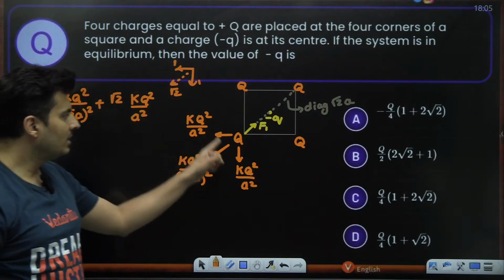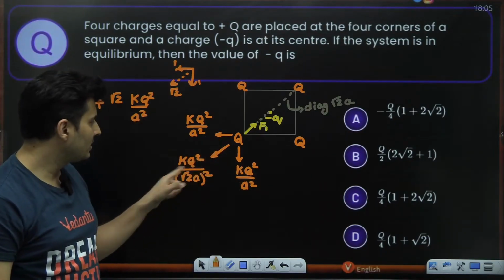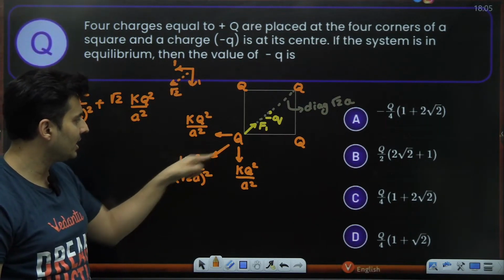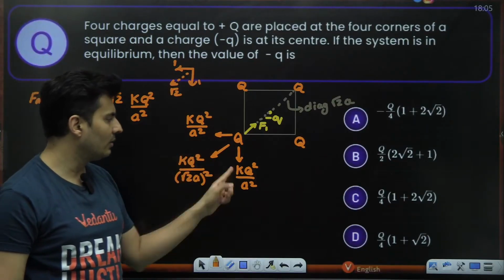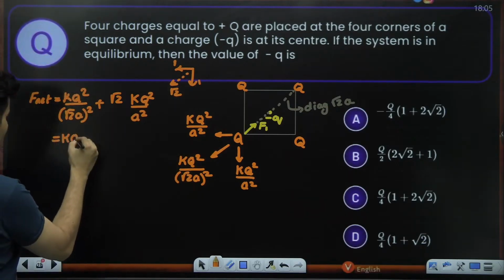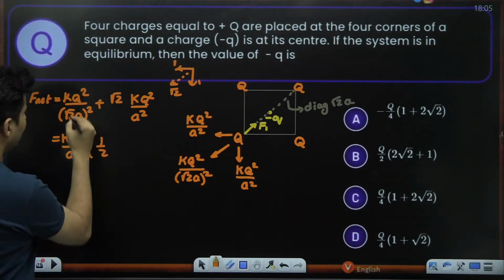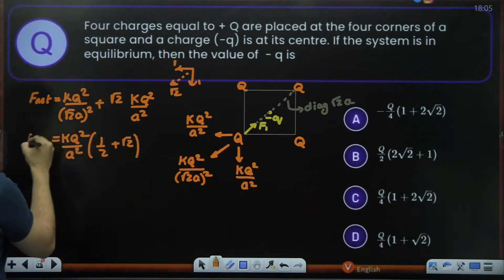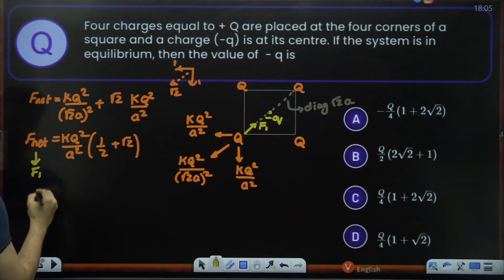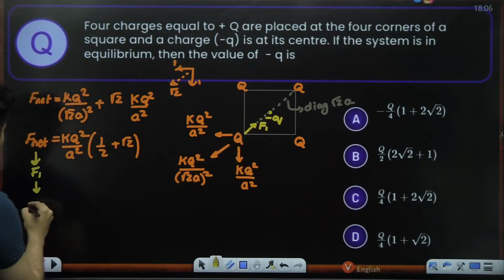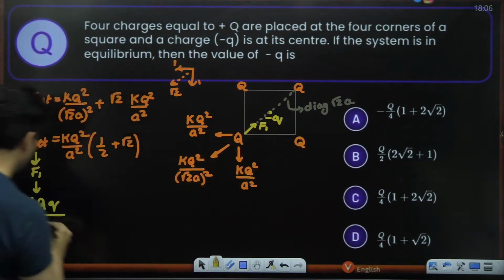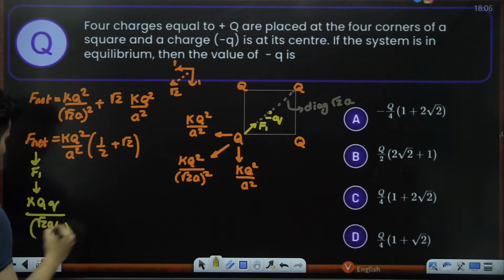Is this understood? These three people's resultant will be just as it is. These two people's resultant will be in the same direction as this one, and it will be root 2 times any one of the force, because both the forces are perpendicular and equal. Okay, so KQ square by A square is common, and 1 by 2 is there, plus root 2 is there. So this is your net force, and this net force should obviously be balanced by F1. And what is this F1 going to be? The attractive force. So KQq divided by, what is this distance? It is the diagonal's half. So root 2 A by 2 whole square.